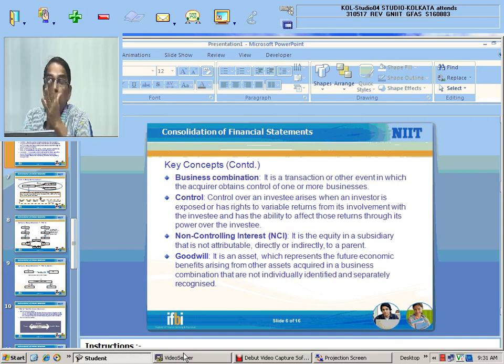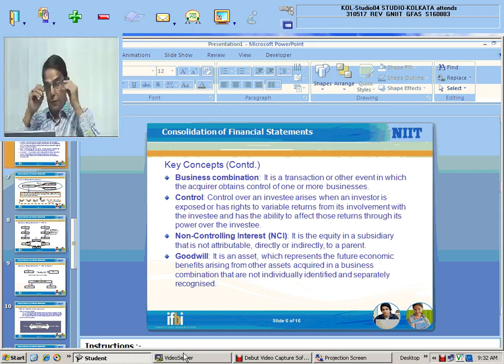Next we come to another very important concept, the word we have been using quite often, which is called business combination. Business combination is nothing but a transaction or other event in which the acquirer obtains control of one or more businesses. Those transactions or events which result in the acquirer obtaining control of one or more businesses are called a business combination. So when a company A buys another company B, or buys more than 50% share of another company B, then that is a business combination.